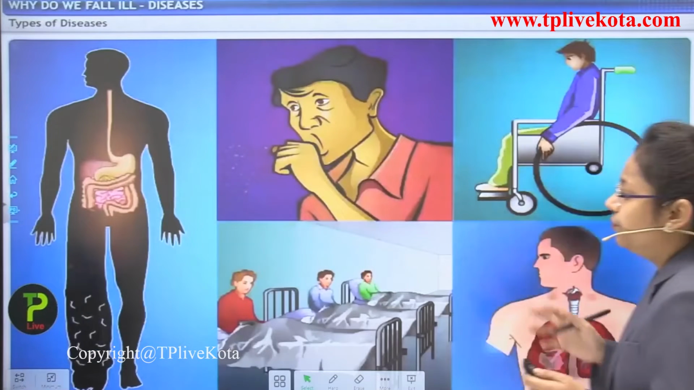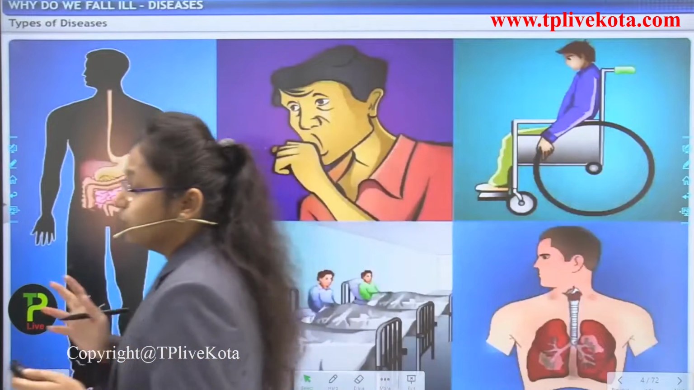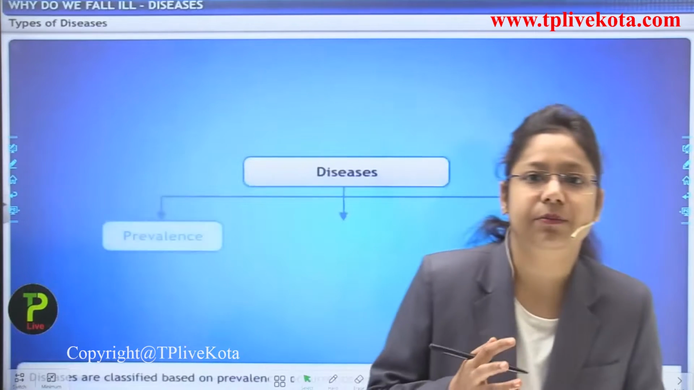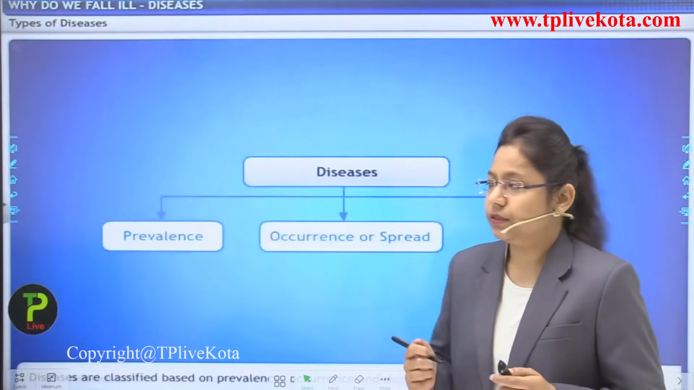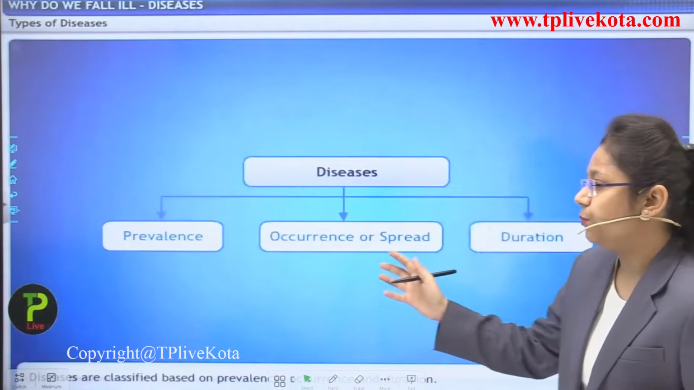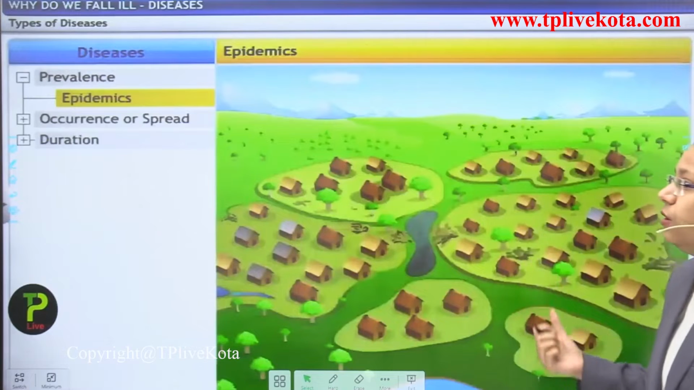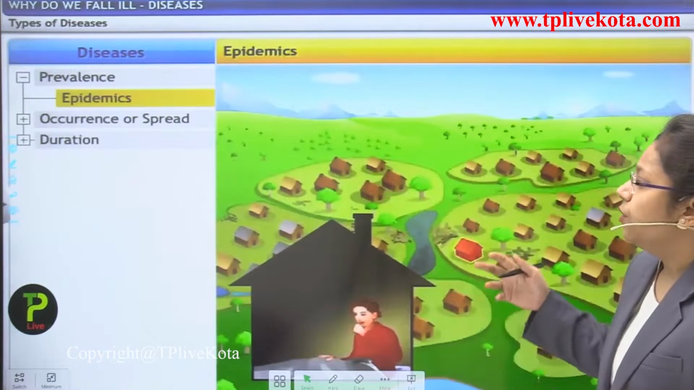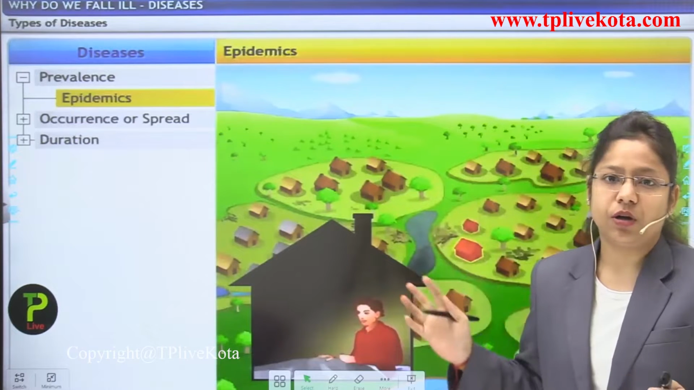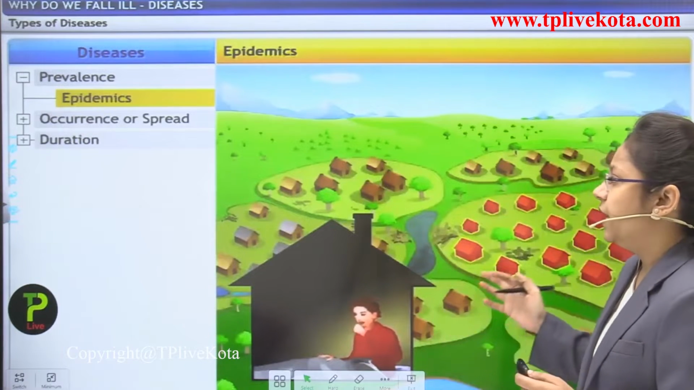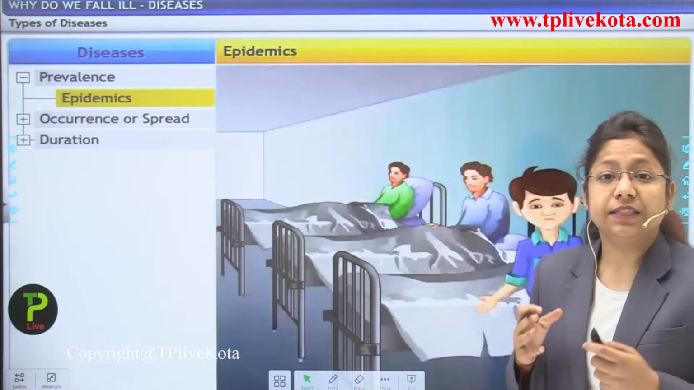Okay, now when we fall ill, we go to the doctor. Why? Because there are some diagnostic tests which can be done for particular diseases. Now let us see that diseases may be of three types. First, on the basis of prevalence, second on the basis of spread, and last on the basis of duration. Now if we talk about epidemics, now it is corona time and it is a very famous example which we can take, that it is an epidemic, it is a pandemic.